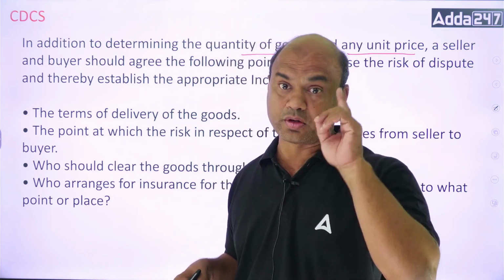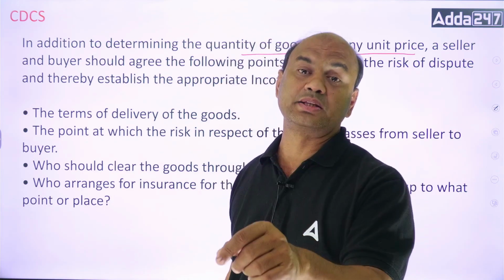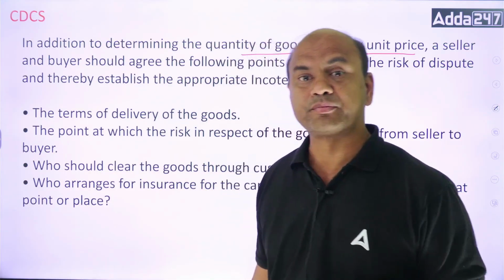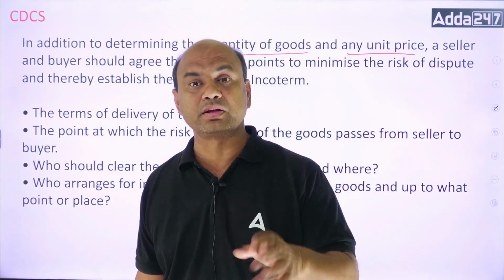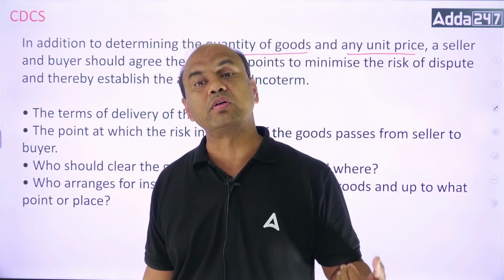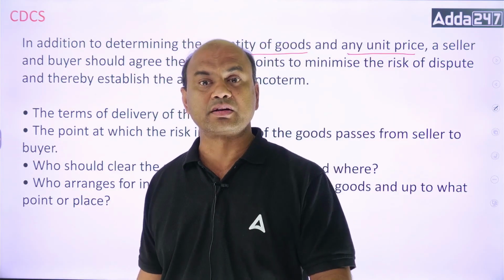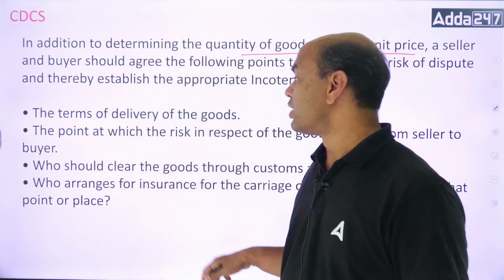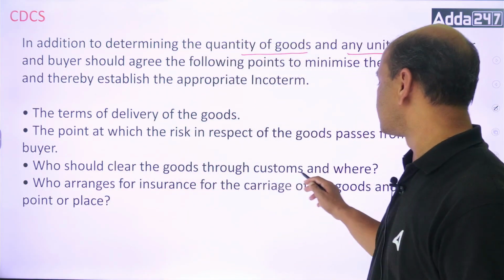Buyer might say, you have to place the goods at my place, my office. So that's DDP, delivery duty paid, everything. Highest responsibility or risk on the seller and lowest risk on the buyer. Okay. Who should clear the goods through customs and where?